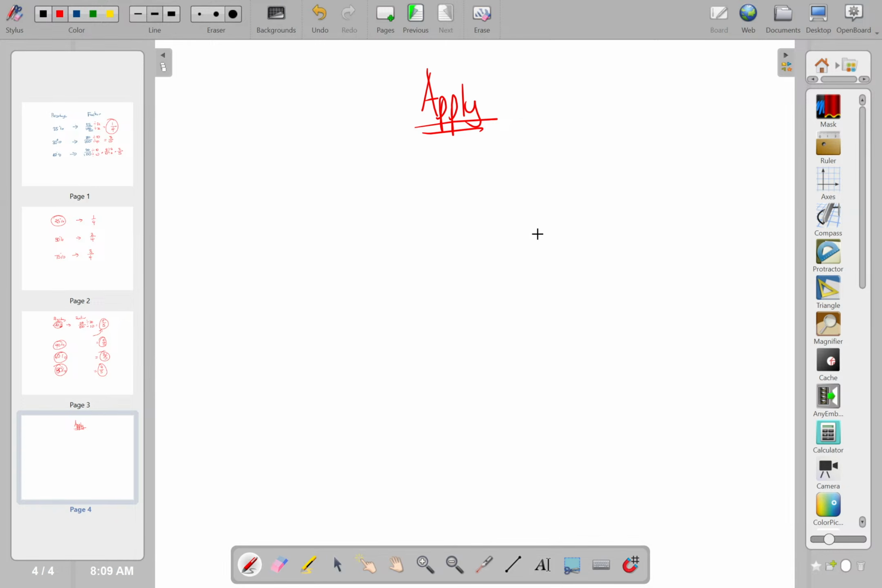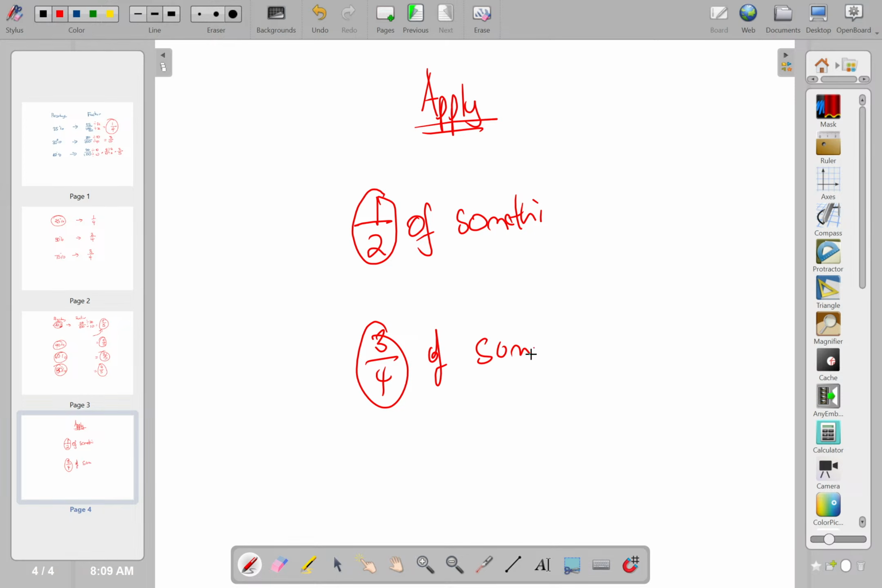All right. You can't just have a half. That doesn't make any sense. You can't just have 3 over 4. That doesn't make any sense. You have to have a half of something. Yeah? You have to have 3/4 of something. Make sure everybody understands that. You can't have a fraction. That doesn't make sense. You have to have a fraction of something that's there.